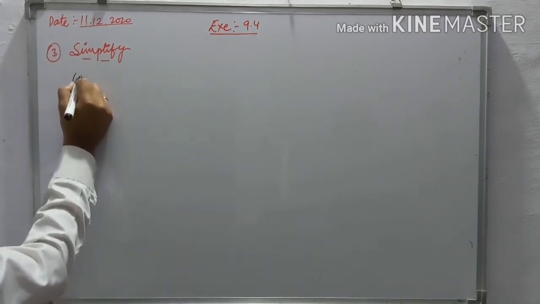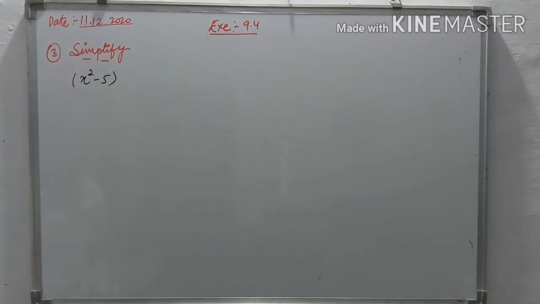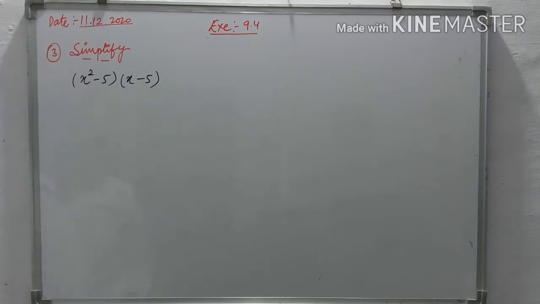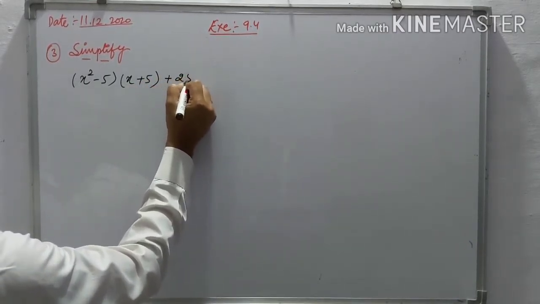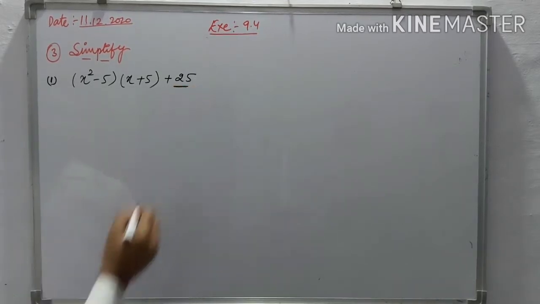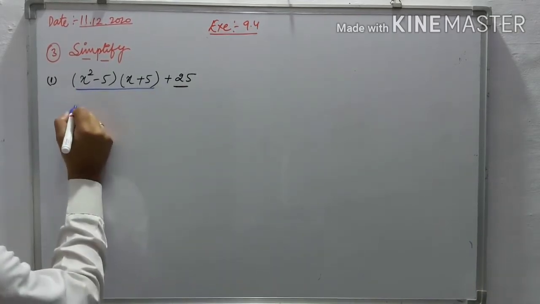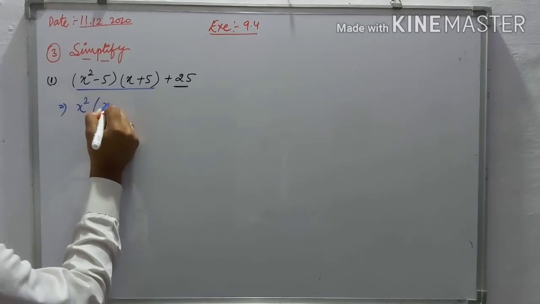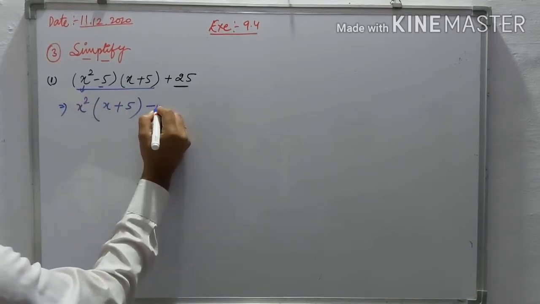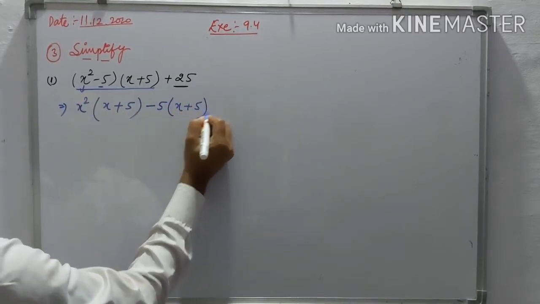According to the question, the first is (x square minus 5) and the second bracket is (x plus 5), and the additional part is 25. Okay, x square minus 5 and x plus 5 plus 25, where 25 is the additional part. The additional part is not any problem. You solve by the previous questions' method and find the answer. First we solve the two brackets. That means x square, first term, times the second bracket x plus 5. Then minus 5 times x plus 5, and the additional part we write as 25.